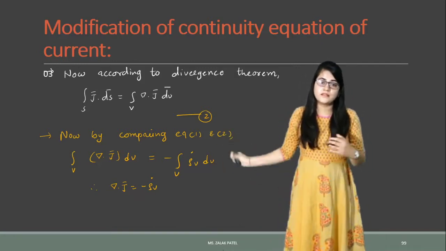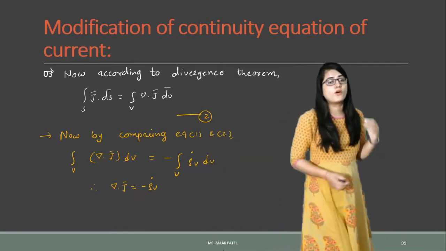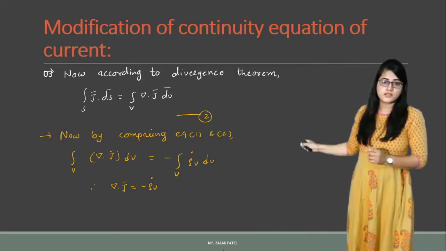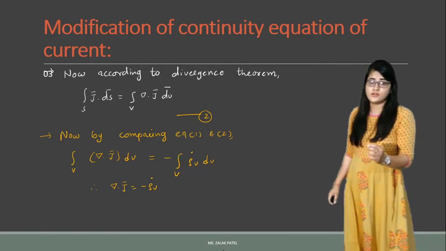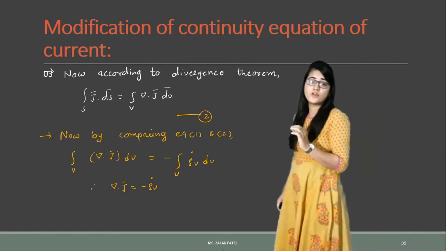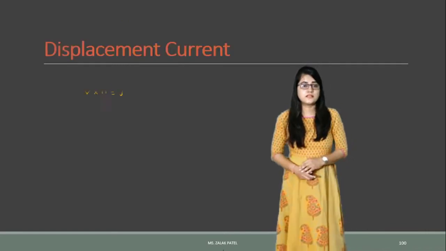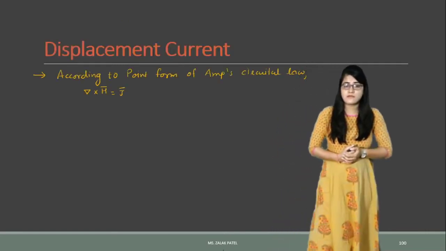Okay, if we compare these two equations, this is a modified equation for the continuity equation of current. This is the first equation for Maxwell's equations, the time continuity equation of current. Okay, now let's see the second one, that is displacement current.